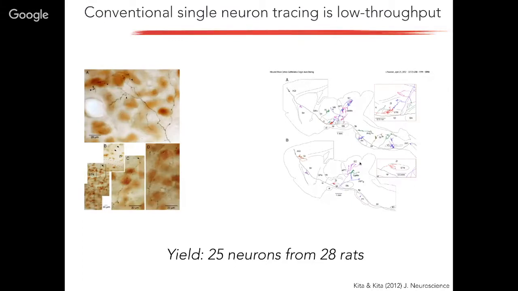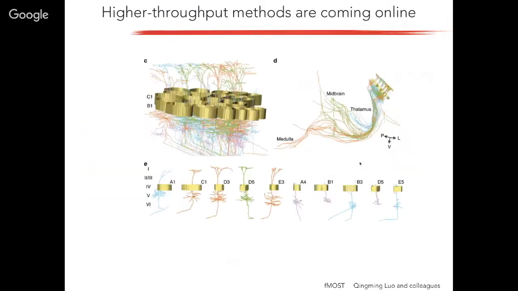This is a very skilled group. Since then, throughput has increased a little bit, but it's still not going to allow us to map all the neurons in a single brain at any throughput.